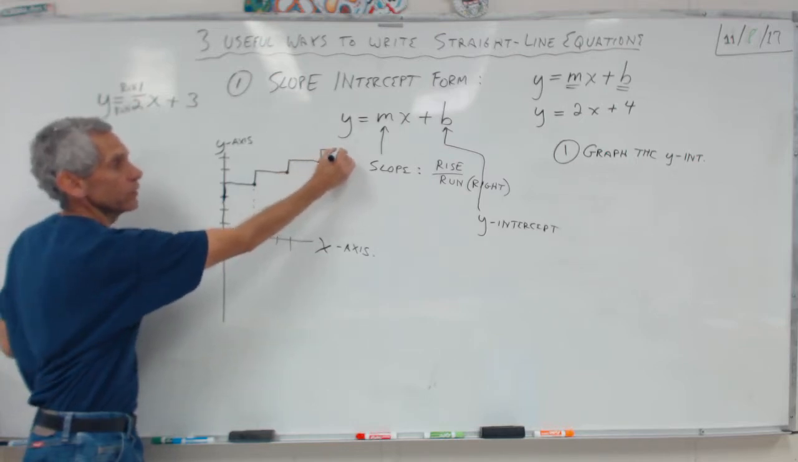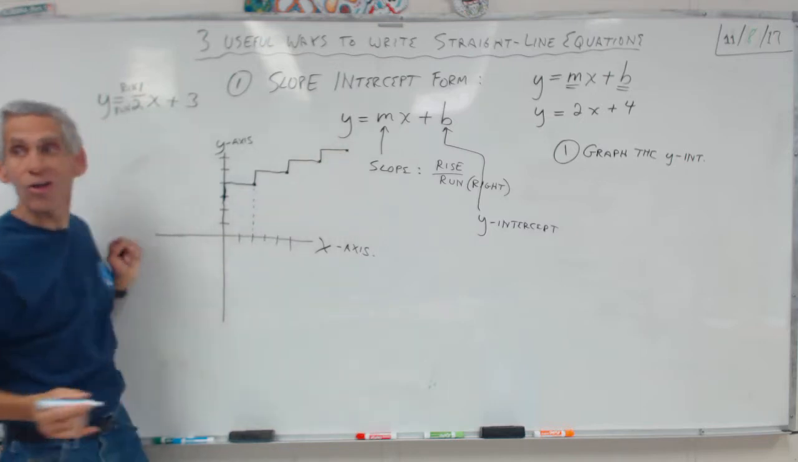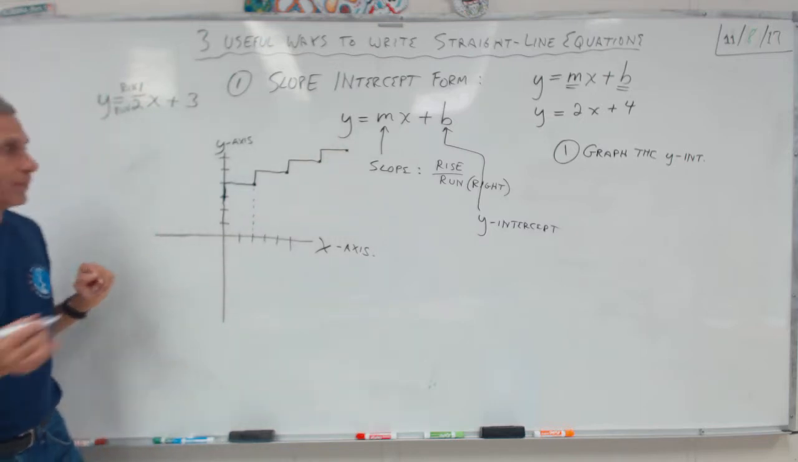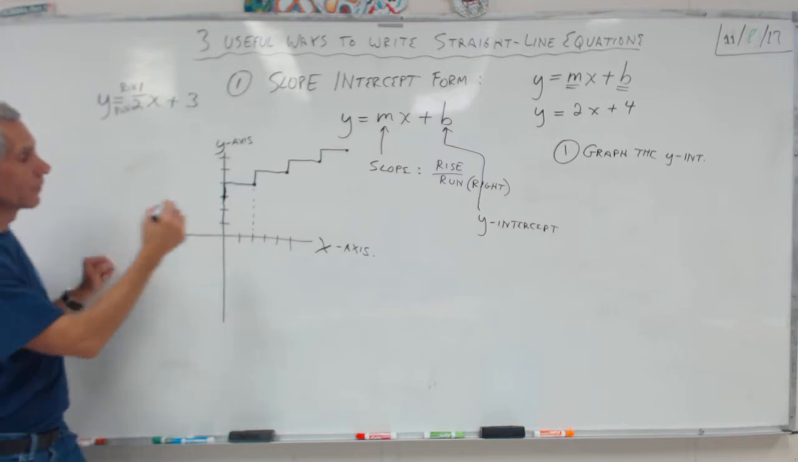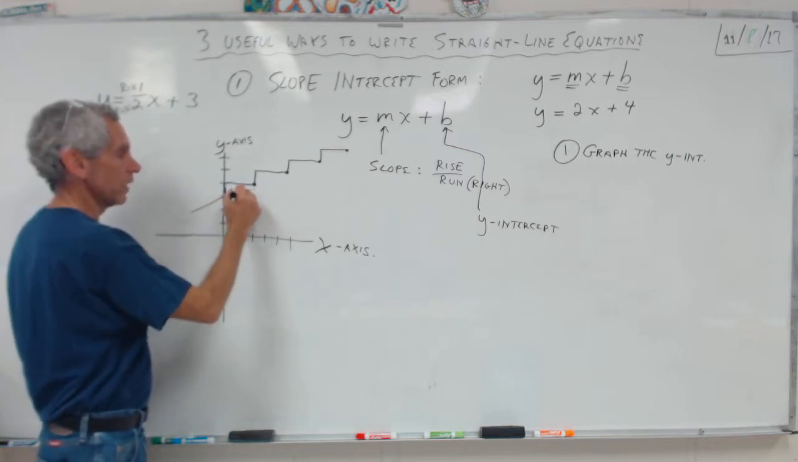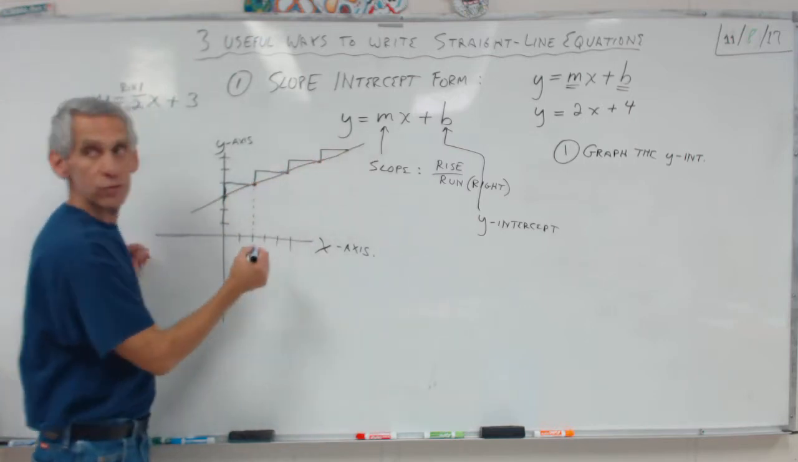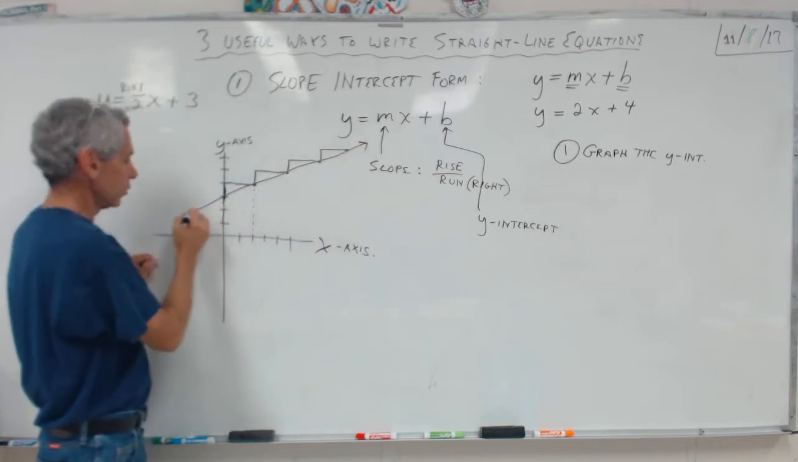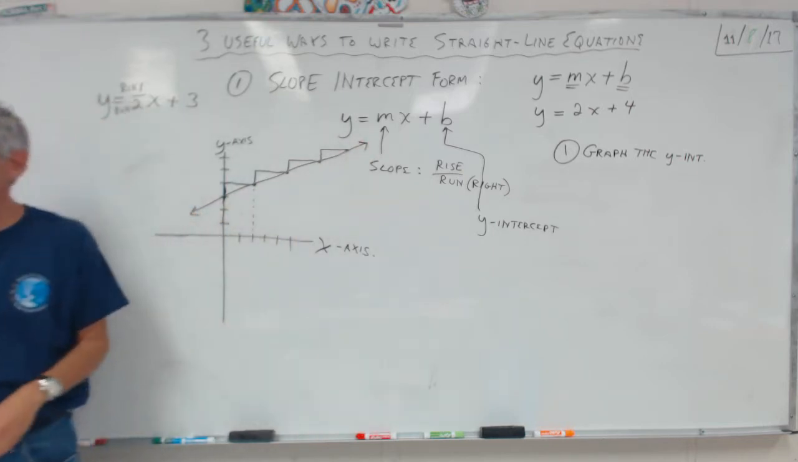Rise 1, run 2. I could do this all day. Run 2 and then rise 1. It makes a rectangle. And so what we're going to do, then, is connect your dots and you have a straight line, and you put an arrow on the end of your line.